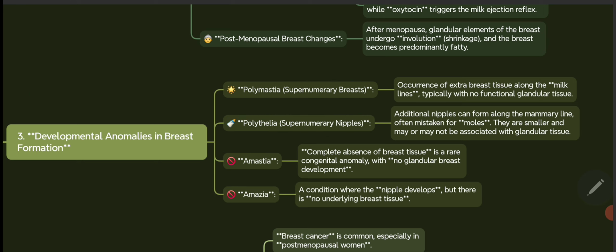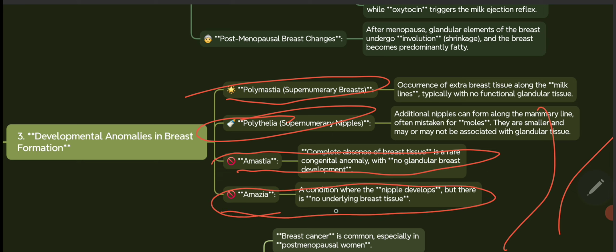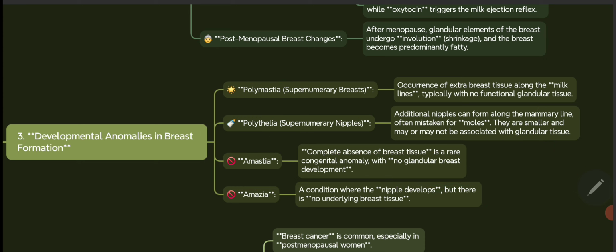What are the 4 conditions that you have to study regarding the developmental anomalies in the breast? Polymastia, that's supernumerary breast. Polythelia, that's supernumerary nipples along the mammary line. Amastia, that's complete absence of the breast tissue. Then amazia, a condition where the nipple develops but there is no underlying breast tissue. Right.